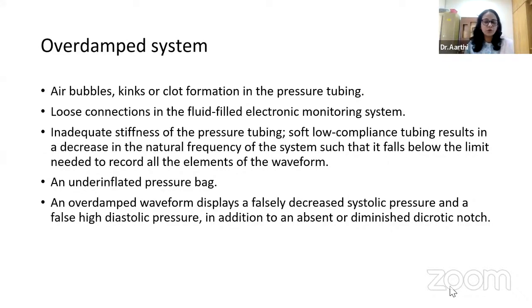What happens with overdamping is that the blood pressures are read falsely low. Systolic blood pressure is falsely low, and the diastolic blood pressure is falsely high. The mean arterial pressure is usually not changed. And on analysis of the arterial waveform, the dicrotic notch is diminished or absent in the overdamped arterial system.